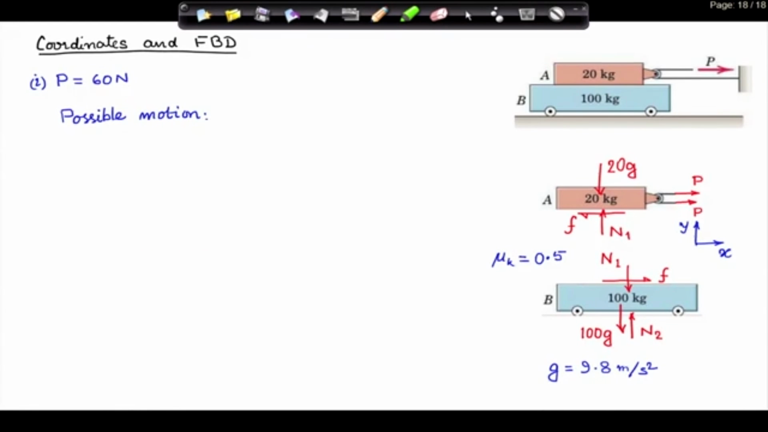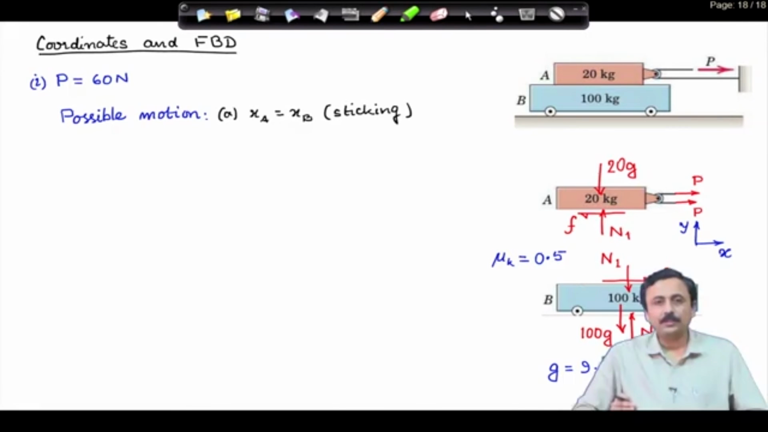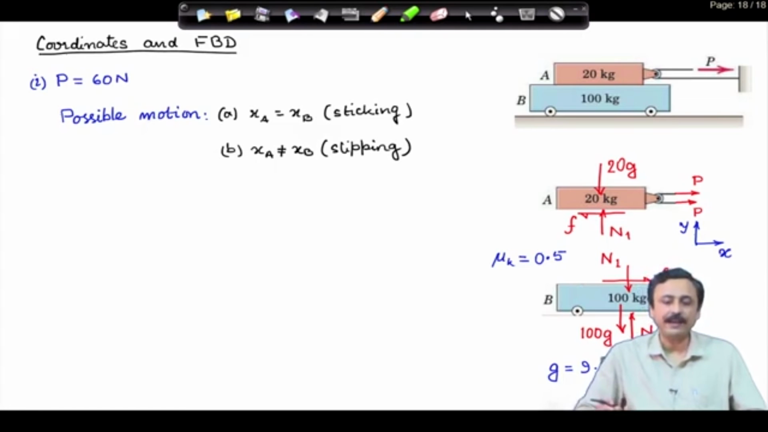The first case, force P is equal to 60 Newton. Now, we have to enumerate what are the possible motions. The first possibility is that they will stick and move together. Therefore, x_A, the motion of block A, is the same as the motion of block B. x_A is equal to x_B, there is sticking. The second possibility is x_A not equal to x_B, which means there is relative motion, there is sliding, that means there is slipping.